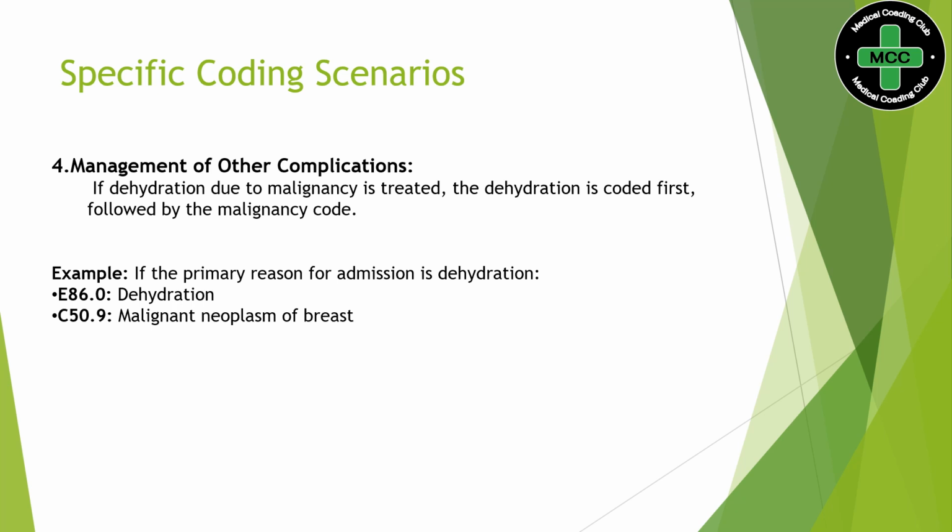Next guideline, management of other complications like dehydration. If dehydration is due to malignancy and the dehydration is being treated, then we will assign dehydration as the primary code and secondary we will use the malignancy code. Example, if the primary reason for admission is dehydration, you will code dehydration primary, and secondary we will check whatever the cancer is and code accordingly. If it is breast cancer, we will code breast. If it is gastric cancer, we will code gastric. Likewise, whatever the cancer, that should be coded secondary.